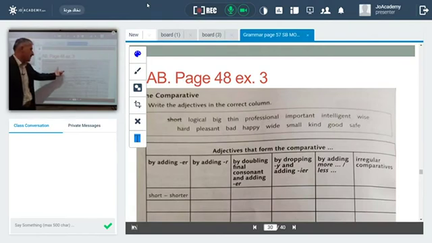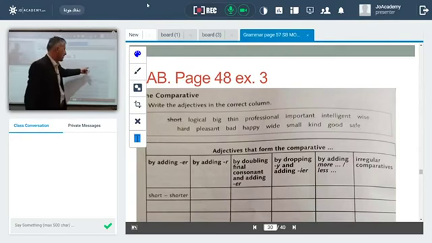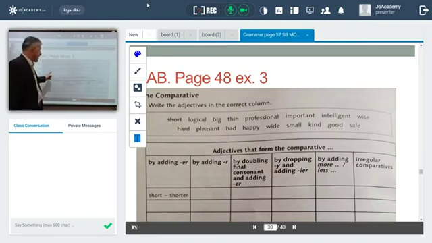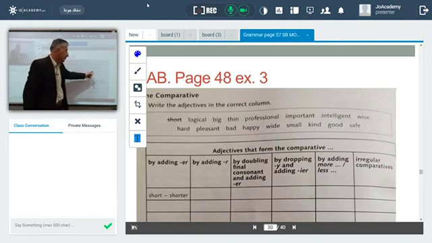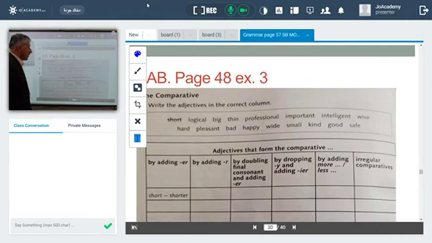Look at the box here. We have short, logical, big, thin, professional, important, intelligent, wise, hard, pleasant, bad, happy, wide, small, kind, good, and safe. So let's start with adding ER. And he gave us the first one. Short became shorter. Look at the adjectives and tell me if we have more adjectives we can put in the first column.